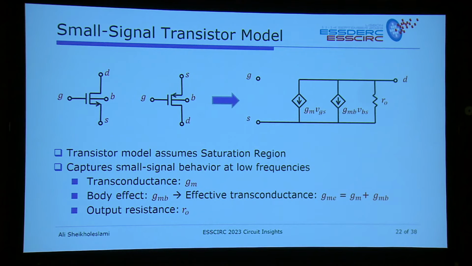So you're dealing with this GM, which is called short circuit transconductance. The ratio of the short circuit current here to the voltage here is GM. GMB is due to body effect, and so it multiplies VBS. And then RO is the output resistance. So these are the only three parameters that you need in order to move forward. But I'll also say that in this presentation, I'm adding GM and GMB and calling them GM effective. Okay, so that's GM effective.